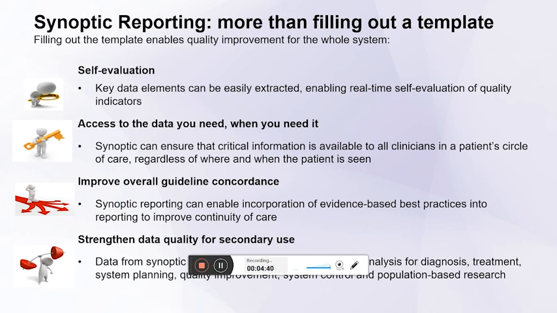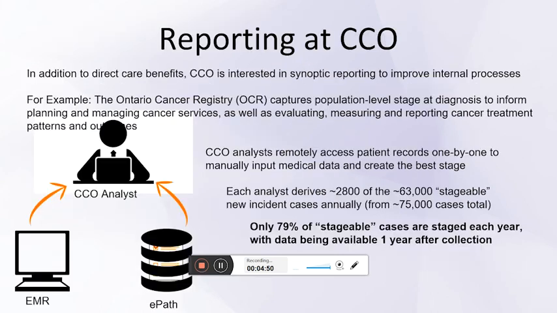So at CCO, one of the things that we do is we stage a lot of the patients that come in. So with pathology data, it's very simple because we have that data discretely stored in our ePath data warehouse. Now an analyst has to go into the EMR, pull out other relevant reports, and do the staging manually. Now only about 79% of all the cases are stageable, and that's not available until a year after data collection. Now by increasing our Synoptic capacity here, we would be able to decrease this manual effort, and we could create significant efficiencies in the Ontario Cancer Registry and make this data available faster when it's needed.